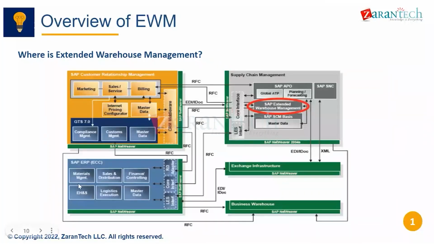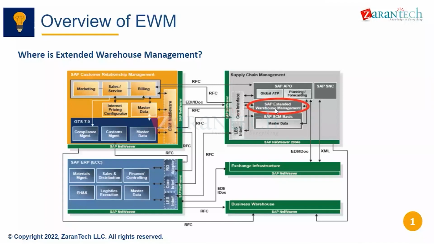Then let's see where the SAP extended warehouse management system lies in the whole SAP ERP, in the business processes. The warehouse management system comes under the supply chain SCM server. In the SCM you have global ATP, planning, forecasting, then transportation management, and global trade services. So warehouse management is part of the supply chain process networks. Here SAP's warehouse system lies.